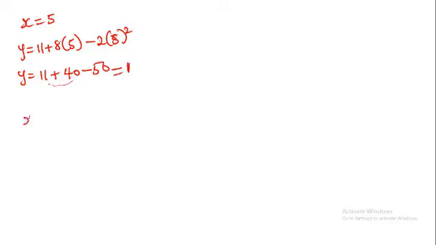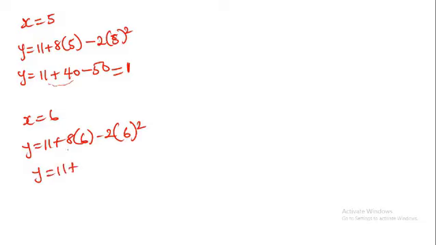Then when x is equal to 6, y is equal to 11 plus 8 into 6 minus 2 into 6 all squared. Y is equal to 11 plus 8 times 6 is 48, minus 6 squared is 36. 36 times 2 is 72.